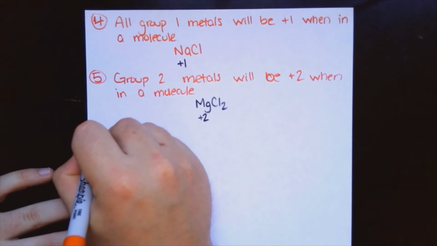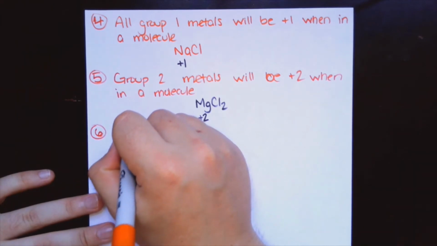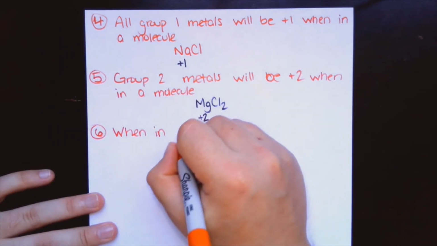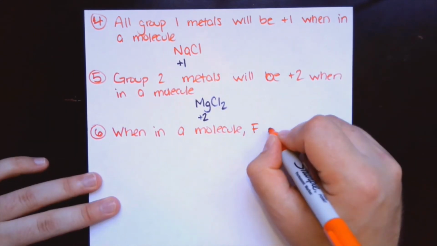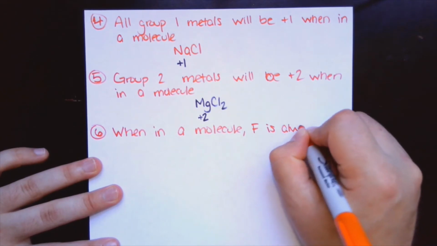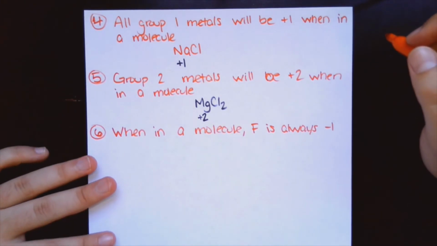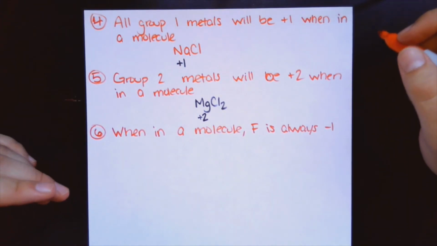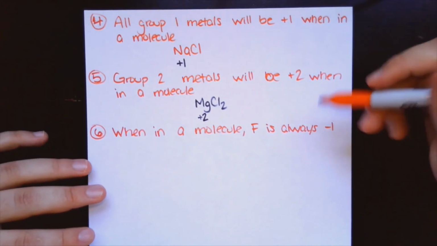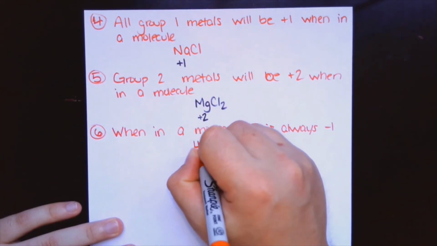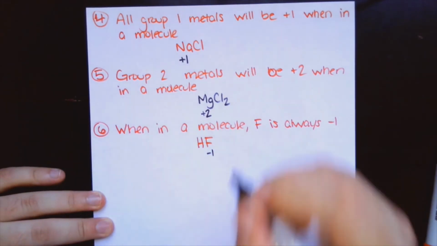Rule 6. When in a molecule, fluorine is always -1. So basically what that means is unless fluorine is in its natural elemental state, which is diatomic fluorine, and that would of course fall under rule 1, fluorine will always have an oxidation number of -1. So let's say we have HF. Well, that is not the elemental state of fluorine, so fluorine has to be -1.